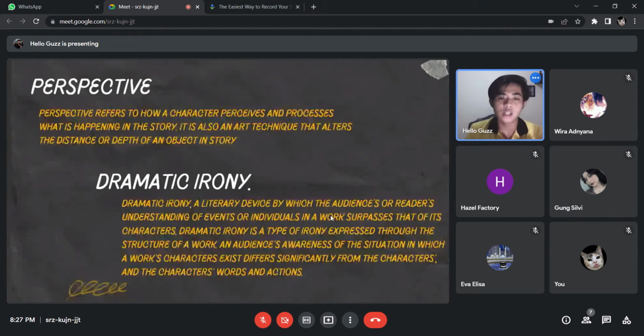And the next one is dramatic irony. Dramatic irony literally defines a situation in which the audience or reader's understanding of events or individuals in a work surpasses that of its characters. Dramatic irony is a type of irony expressed through the structure of a work, where the audience's awareness of the situation in which the characters exist differs significantly from the characters' words and actions.